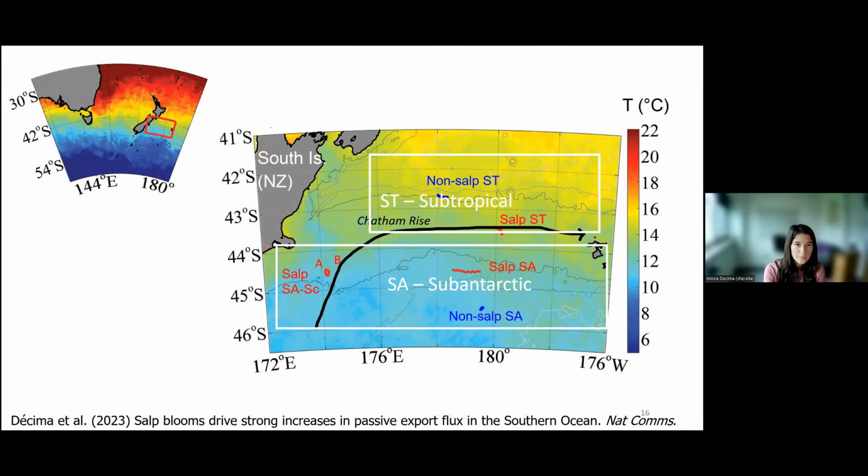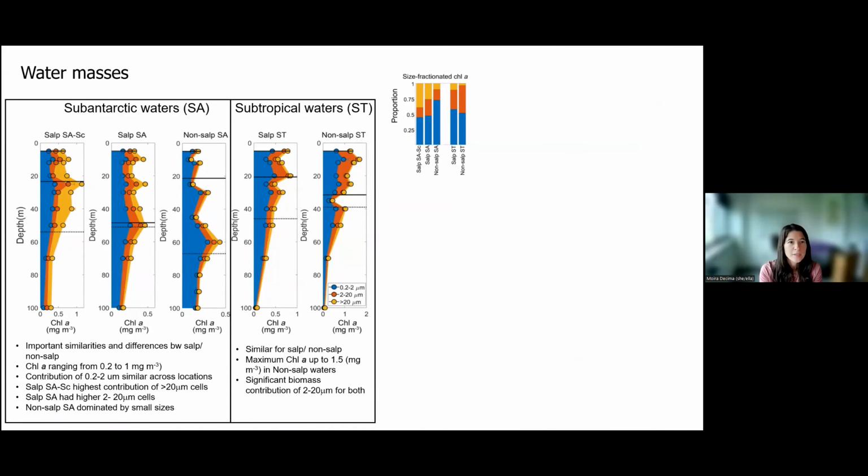Okay, so first let me summarize a little bit what the underlying water masses look like. Because we're trying to compare salp locations to non-salp locations, we're using the non-salps as kind of an idea of a control. But it wasn't that easy to find really similar water masses with salps and without salps. And it worked better for our subtropical cycles than it worked for our subantarctic.